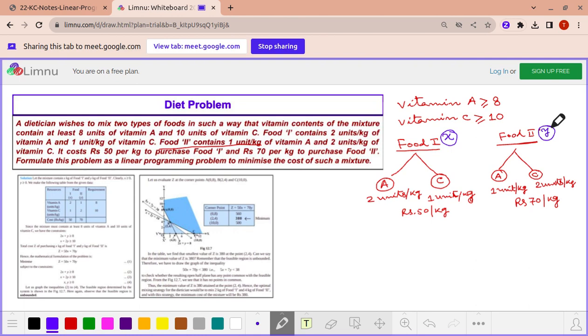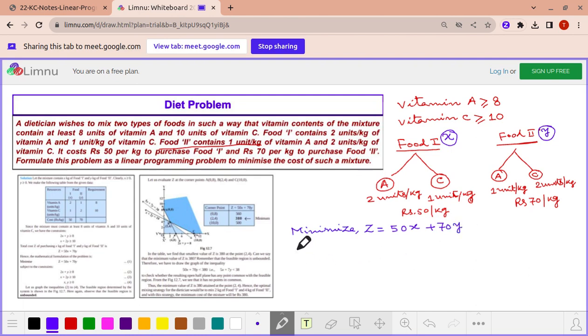It will be 50x plus 70y. Why 50x? Because for food 1 the cost per kg is 50 rupees. So for x kg, it will be 50x. Similarly, for food 2, it is rupees 70 per kg, so for y kg, it is 70y. So what do we need to find? We need to minimize the cost. Objective function, if you recall: minimize z equals 50x plus 70y.